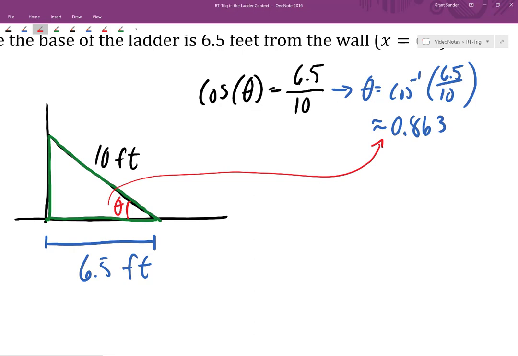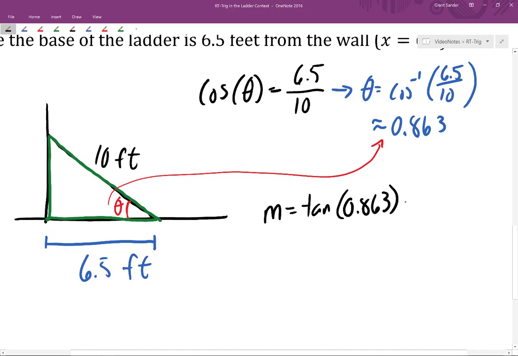If we wanted to know the slope of this ladder, we now know the angle measure, so we could use the tangent function to determine that slope. The slope of this ladder, we'll call it m, is equal to tangent of the measure of that angle, which is about 0.863, and this has a value of approximately 1.169. Therefore, the slope of this ladder is about 1.169.